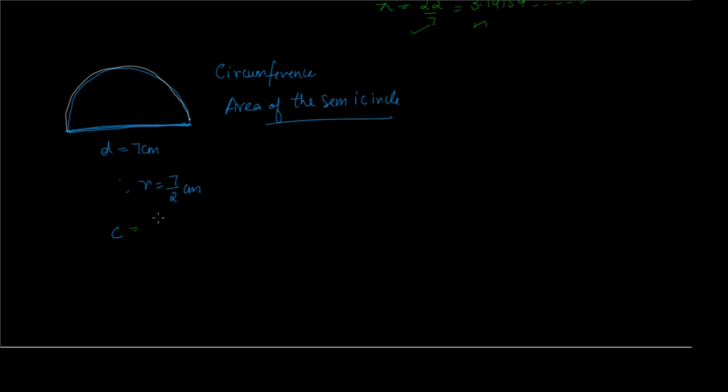So C will be half into 2 pi r, right? Because it's a semicircle, it will be half of that total circumference. The 2 and 2 get cancelled, you will get pi r. Again, pi is not specified, take it as 22 by 7. So this will be 22 by 7 into 7 by 2 into 7 by 2. So 7 and 7 go one time, 2 and 11 go one time, right? So you will get 77 by 2, which is 38.5 centimeters. Okay, sorry, it's not squared.